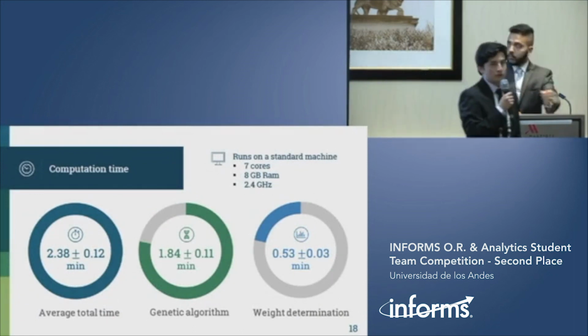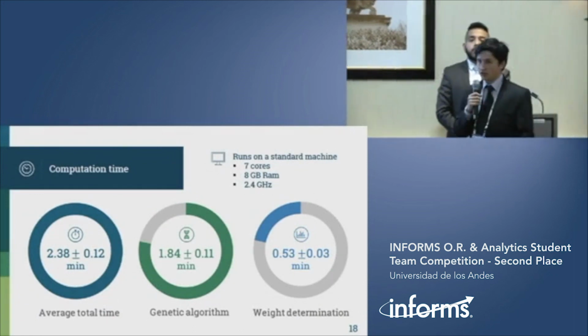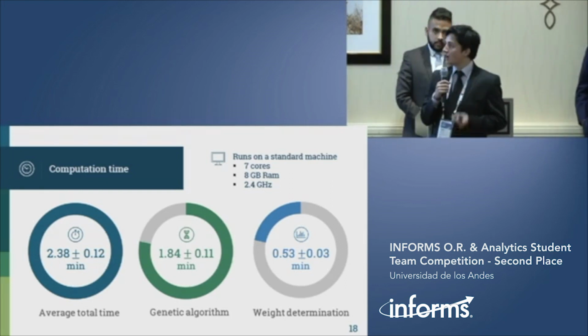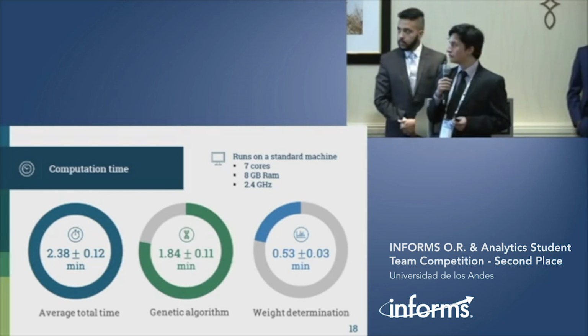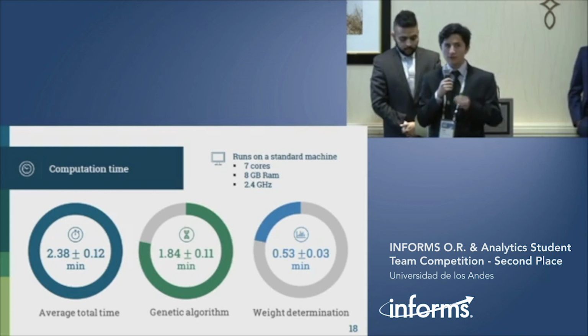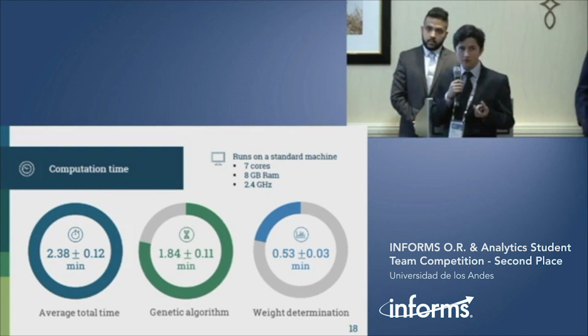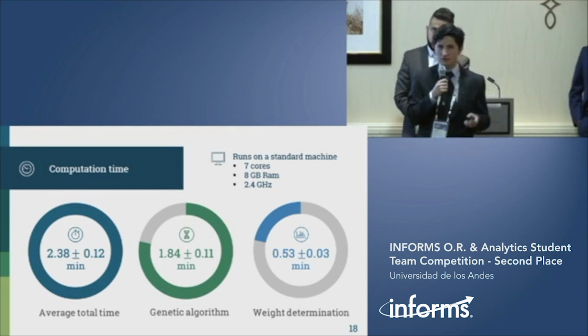As for the computational cost of our algorithm, it was below the maximum time allowed for the methodology to run. The average time was 2.38 minutes, and of this time, most of it was taken by the genetic algorithm with 1.84 minutes. Finally, the Julia code took about 30 seconds to run.